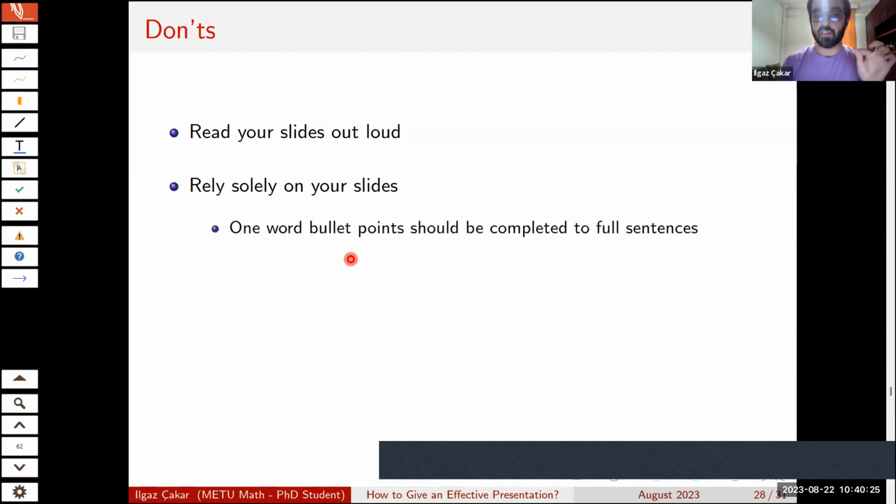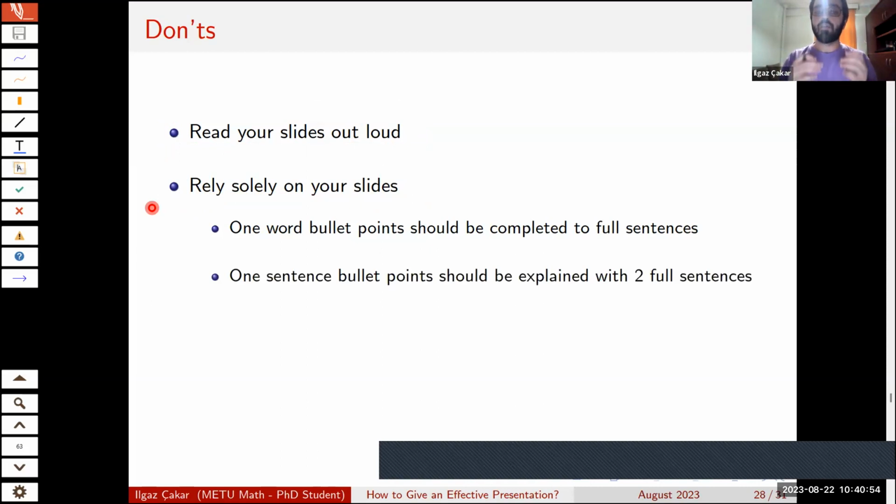In your presentation, if you have one word or only some keywords, try to explain them in at least one full sentence. So I didn't just read this out loud, but I gave an explanation for it. I think it was 2 sentences. And again, I gave at least a 2-sentence explanation for this one.